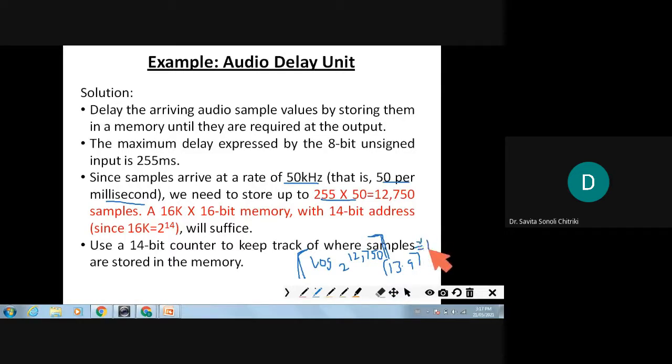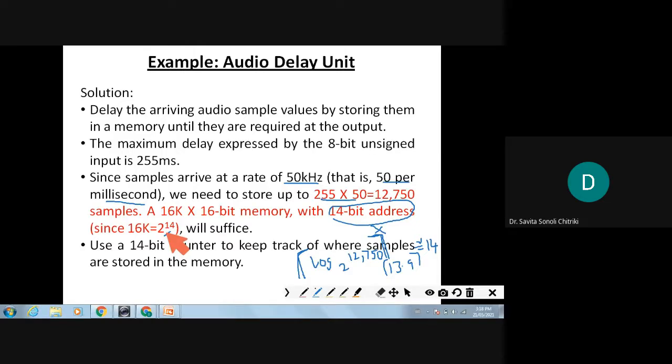This is very important. Deciding how many address lines you need is very important. If you cannot do this calculation, then you will be unable to do any of the problems. So this is very important, the 14-bit address. So 2 to the power 14 is how much?